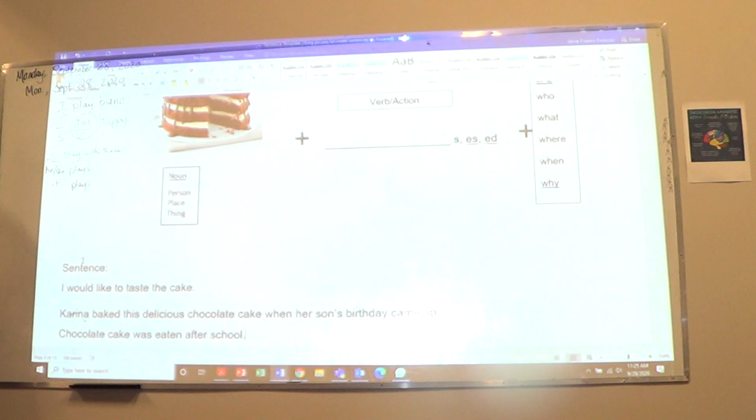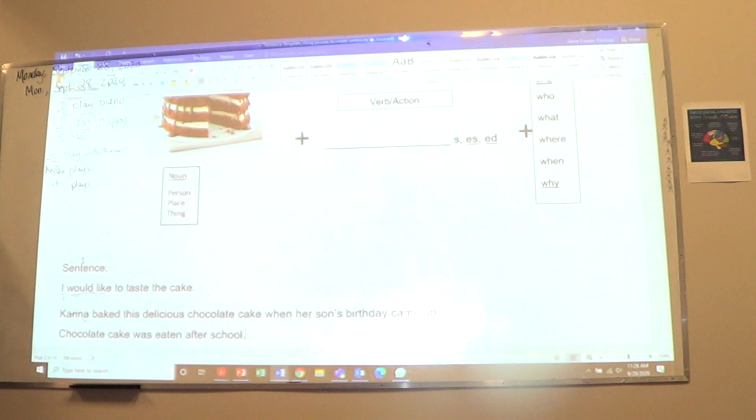Your subject always comes at the front, okay? Your subject, where does the verb come? Would like. So these two are working together, right? Would like. And that's where it gets a little complicated with your helping verbs and all that.